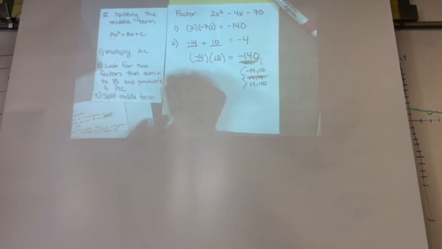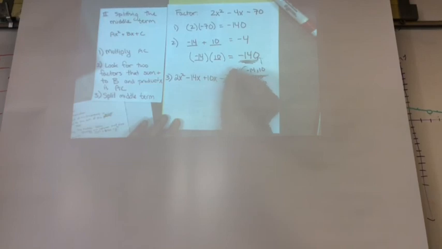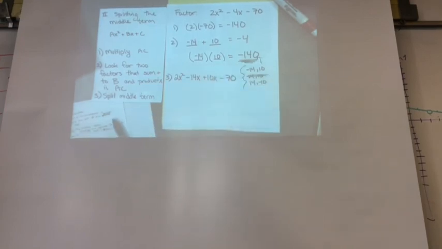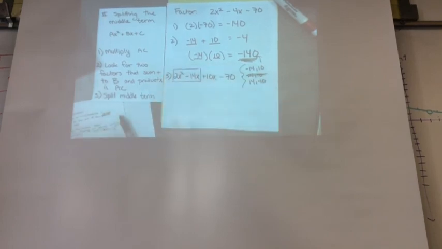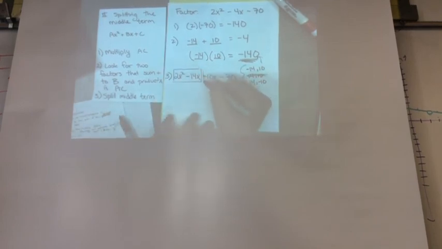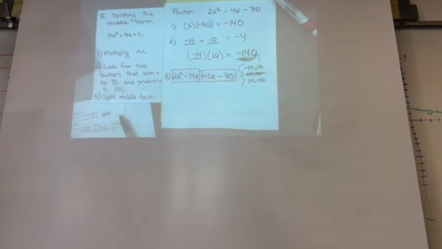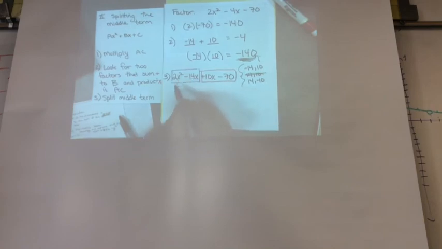Okay, in step 3, we are going to split our terms. So now we have 2x squared minus 14x plus 10x minus 70. Once again, I'm going to split this into two pieces. I'm going to look to see if I can pull out any common greatest factors. Well, let's see. 14 is a multiple of 2. 2 is a multiple of 2. I can pull out a 2. Each term also has an x, so I'll pull out an x. 2x times what is left, x minus 7.